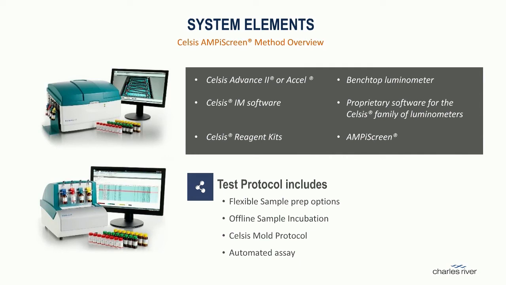The reagents themselves, of course, don't stand alone. They work together to form the Celsis system, and along with the AmpiScreen reagent kits, we have 2 different luminometers. That's the Advanced 2, which is seen here at the top, a little benchtop model, and the Excel, which is almost a tiny benchtop model. Both are the same systems. They're both luminometers. They just differ in the number of samples that may be tested at one time, so just a throughput difference. That works in combination with the proprietary Celsis software.